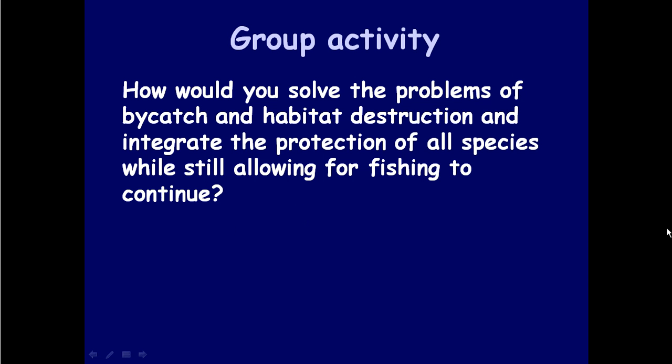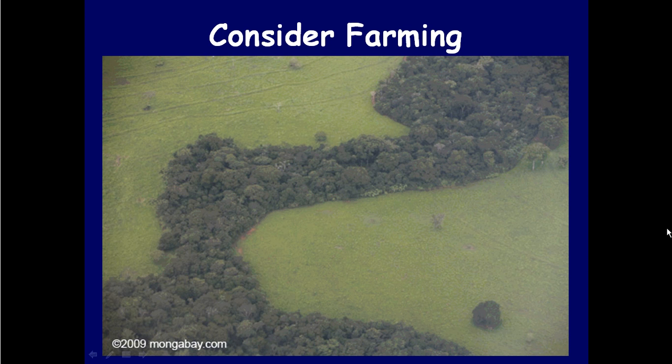Okay, this is Ecosystem Approach to Fisheries Management 2, the second video in the Ecosystem Approach videos of the lecture. And this is the question that we left you with in Lecture 1. How would you solve the problem of bycatch and habitat destruction and integrate the protection of all species while still allowing for fishing to continue?